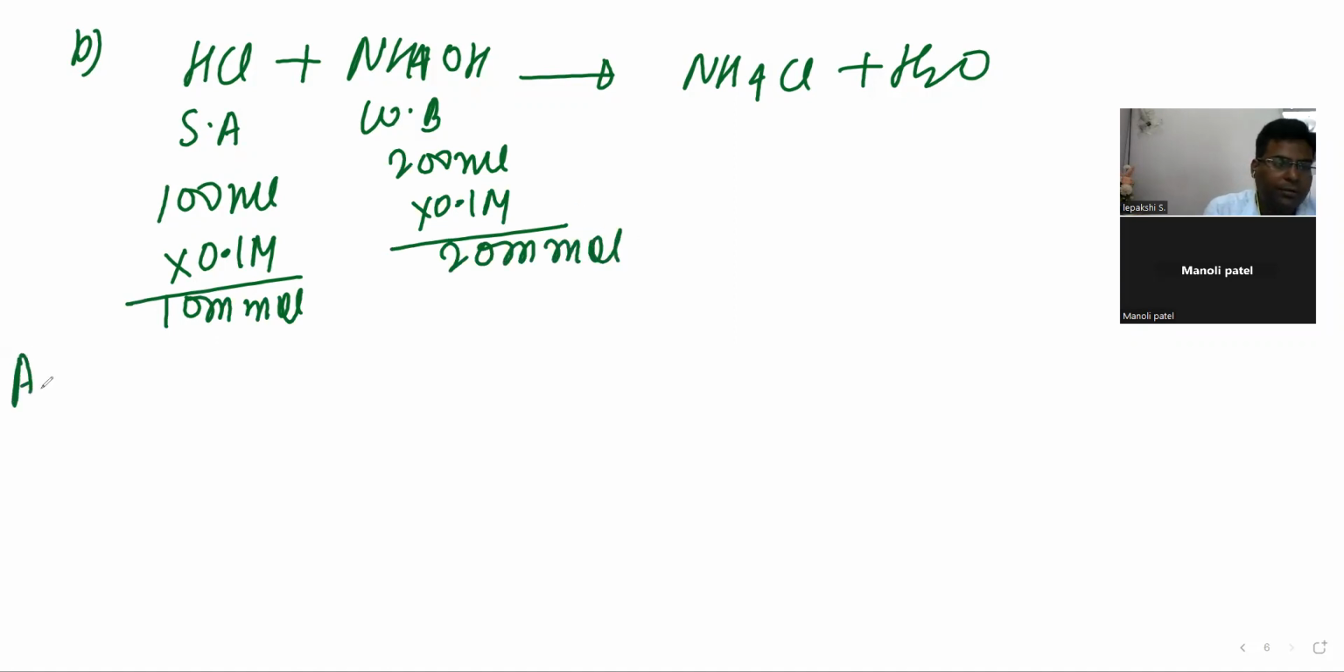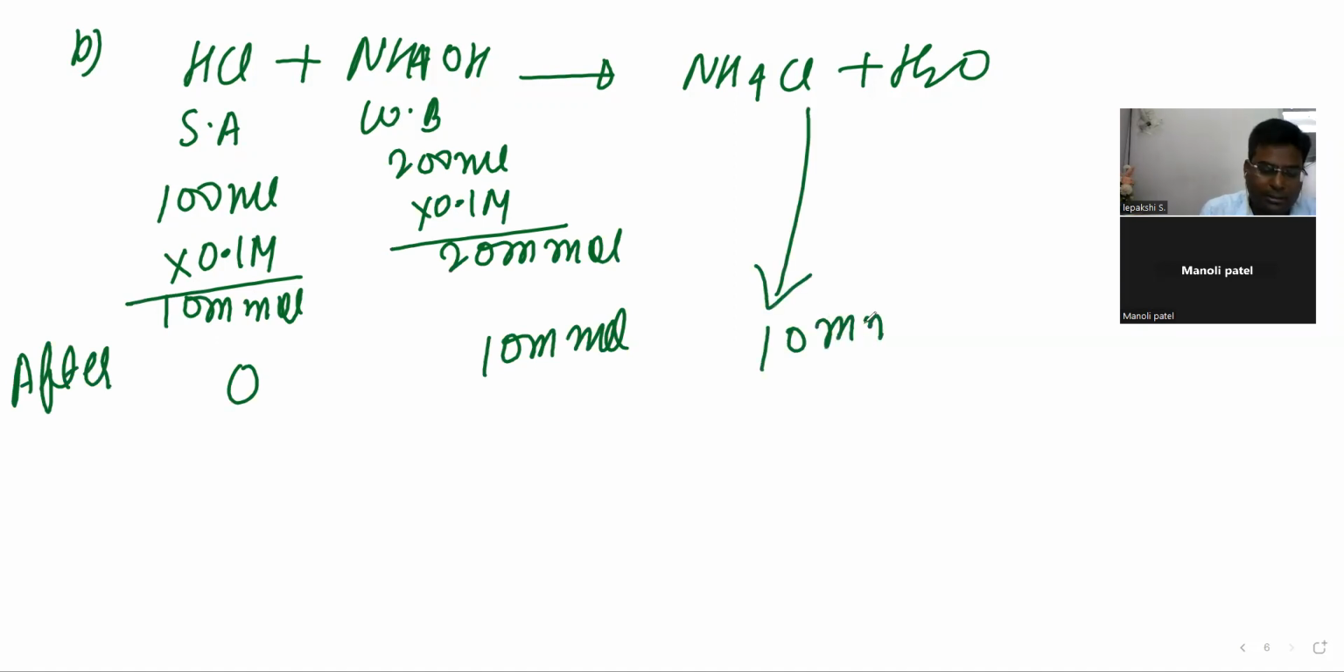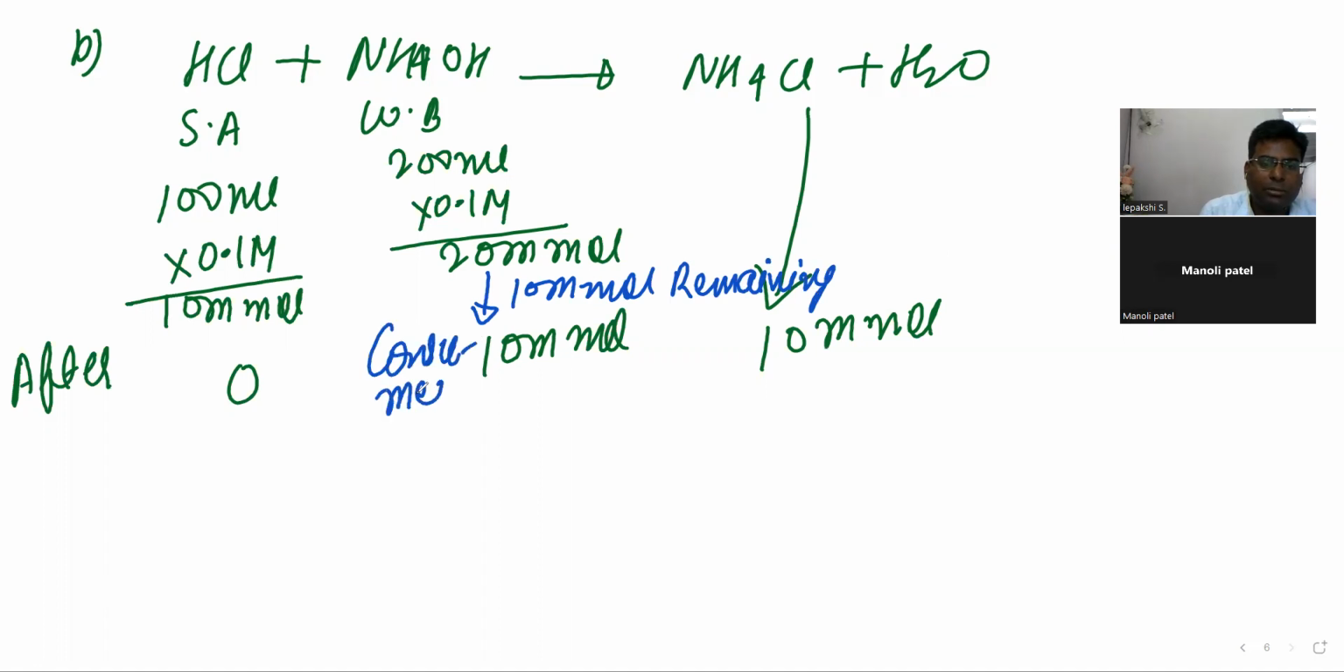Right. So after the reaction, what does it form? It is 0. The 10 millimole is consumed, so 10 millimole will be formed. So it is a basic buffer. Why? Because here 10 we are consuming and 10 millimoles are remaining. This is the remaining part and this is your consumed part. So this is your basic buffer solution.